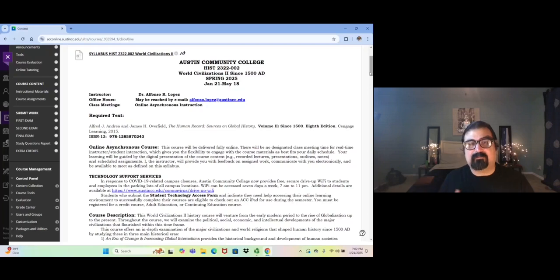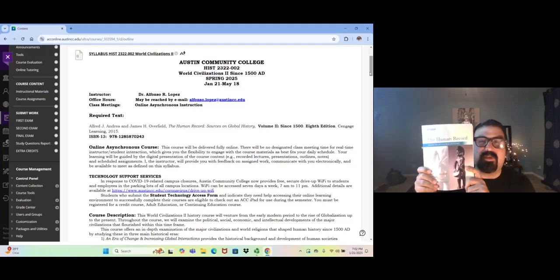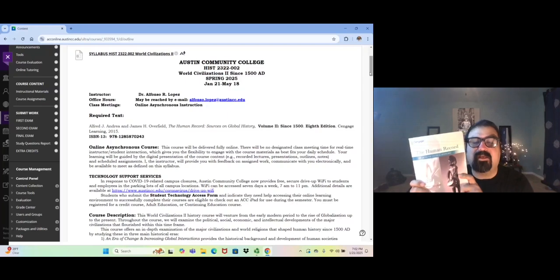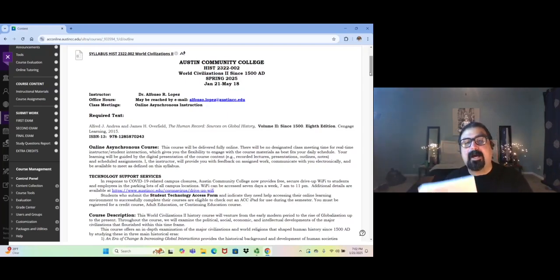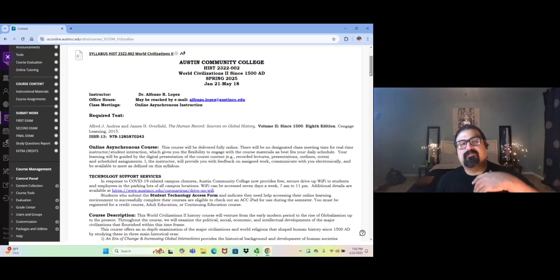in terms of textbooks, there is one required text for this course, and that textbook is this one right here, as you can see, the one listed there, by Alfred Andrea and James Overfield. It's called The Human Record, Sources on Global History, Volume 2, since 1500, and it is the 8th edition. If you want to make sure you're getting the right textbook for this course, I have also supplied the ISBN number, which, by using that one, you will for sure obtain the right textbook in terms of the volume, edition, and the like.